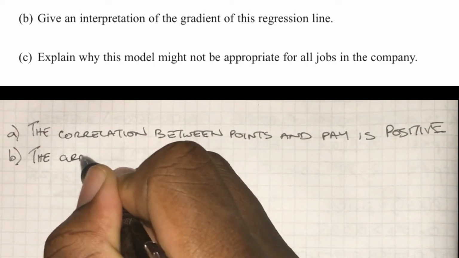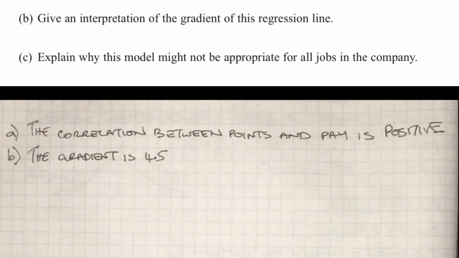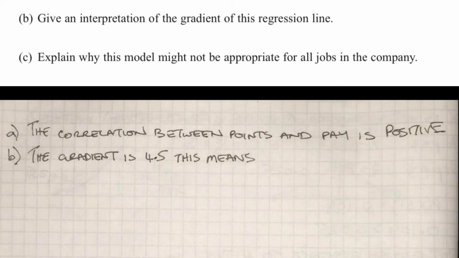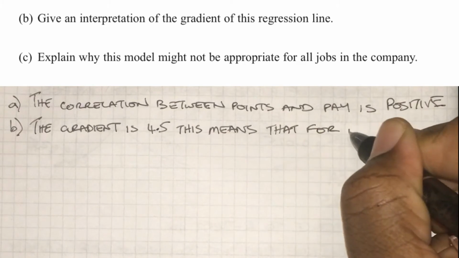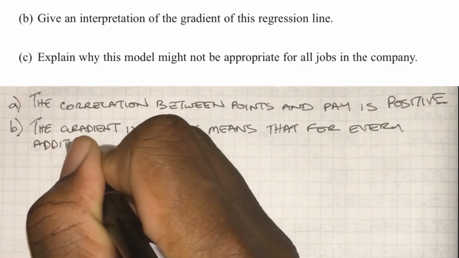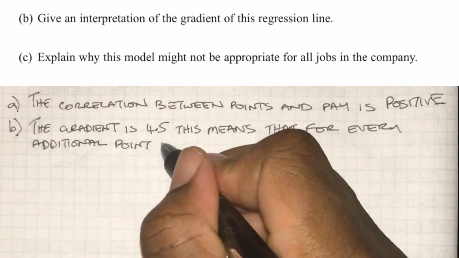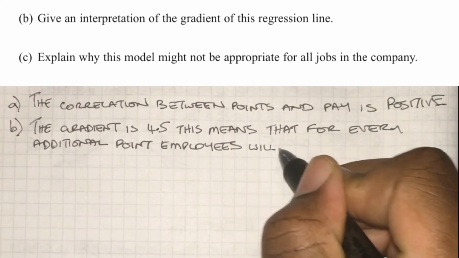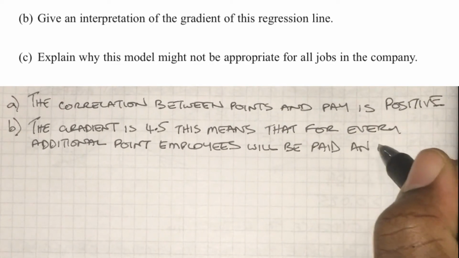For part B, we've been asked to give an interpretation, and the word there lets us know what to do. An interpretation of the gradient. Yes, the gradient is 4.5, but we need to interpret that. And the gradient always tells us for an increment of 1 for the x variable, we have the gradient value increment in the y variable. So in this case, for every additional point, the employee will earn an extra £4.5.